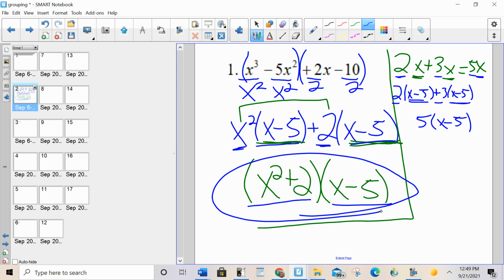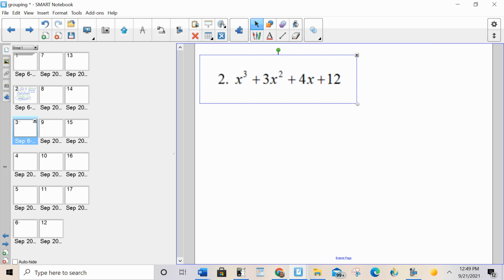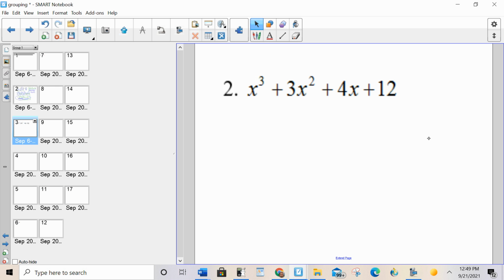Now, before I circled it, I should have asked myself, can I factor any further? GCF, no. Dots, no. Trinomials, no. It is likely or possible that you will be able to factor further when you're using grouping. Number 2, GCF, no. Dots, no. Trinomials, no. Grouping, yes. There are 4 terms.